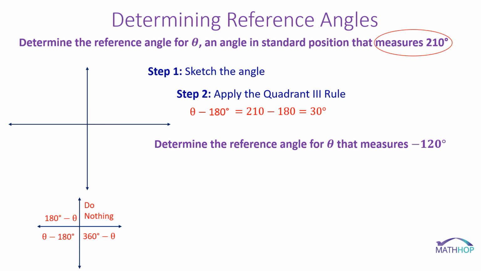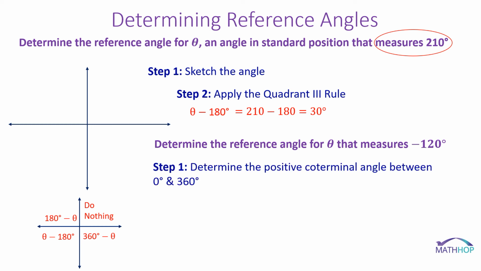Okay, so now I'm going to determine the reference angle for theta that measures negative 120 degrees. My first step is to determine a positive coterminal angle. I don't have a positive coterminal angle between 0 and 360, so I can't do anything yet. So how am I going to get a positive coterminal angle with negative 120 degrees? I'm going to add 360. Negative 120 plus 360 degrees is 240 degrees, right? What do I do next?